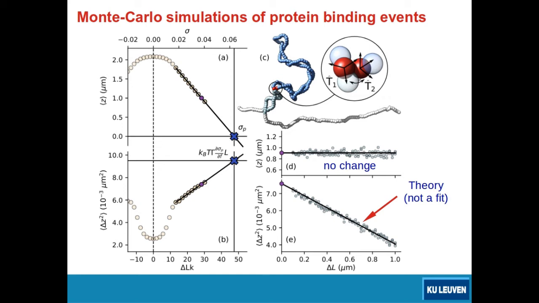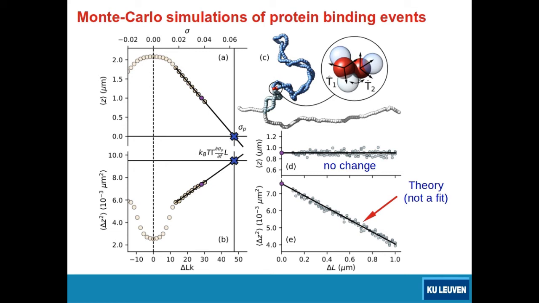This idea was tested in Monte-Carlo simulations. Figures A and B on the left show the average and variance as a function of delta Lk, or sigma, see top horizontal axis. Now we select one value of sigma in the post-buckling regime. This is sigma equal to 0.04, red circled in figures A and B. We perform simulations at that fixed sigma. We randomly select two beads in close vicinity in the plectoneme, in red, and generate a loop domain of given length delta L. This mimics a protein binding event.